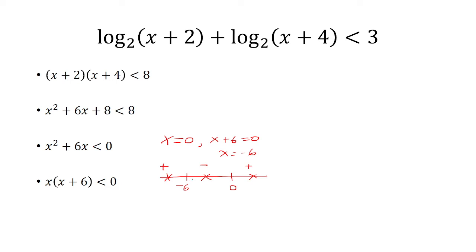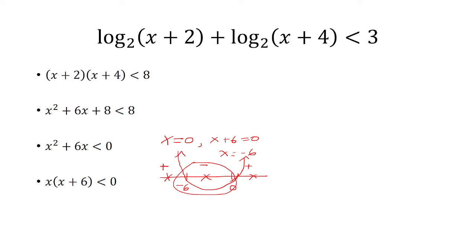Now, you didn't have to plug in the numbers because you know that x squared plus 6x is quadratic and opens up like this. So clearly it's going to be positive, negative, positive. But we're interested in when it is negative. Well, clearly it's negative in this region here, so from x being between negative 6 and 0.